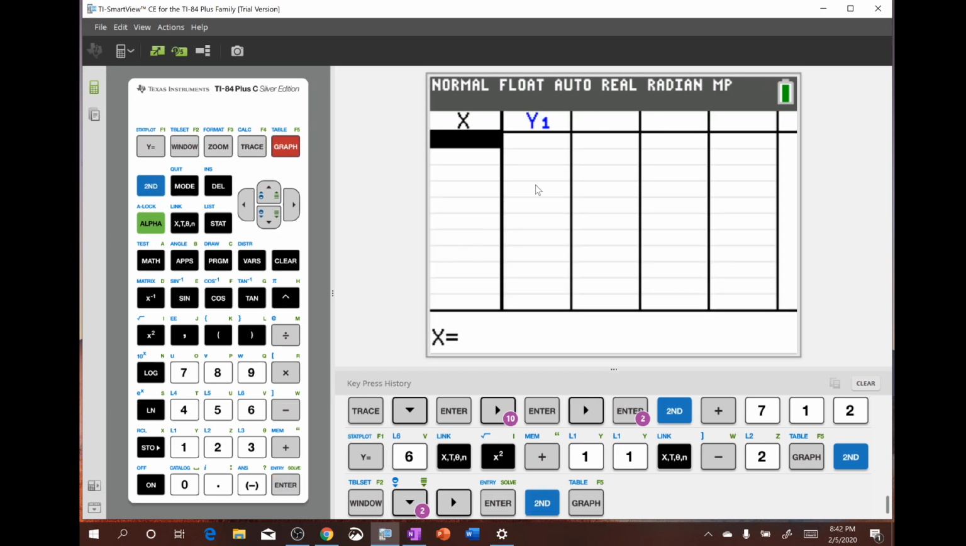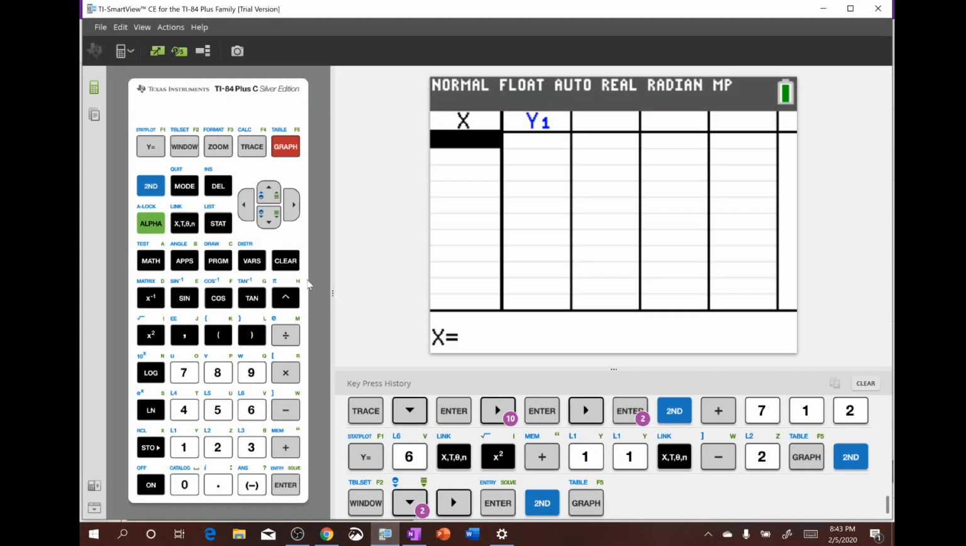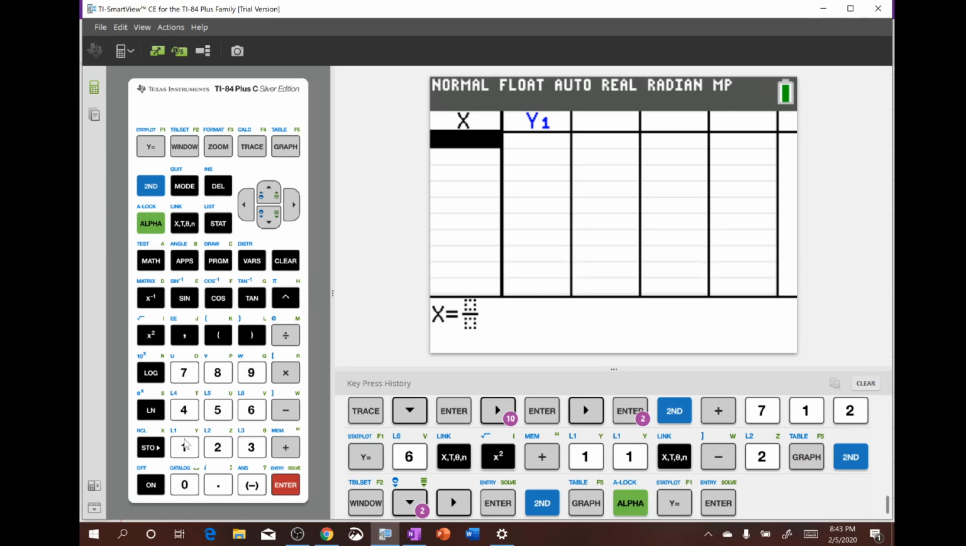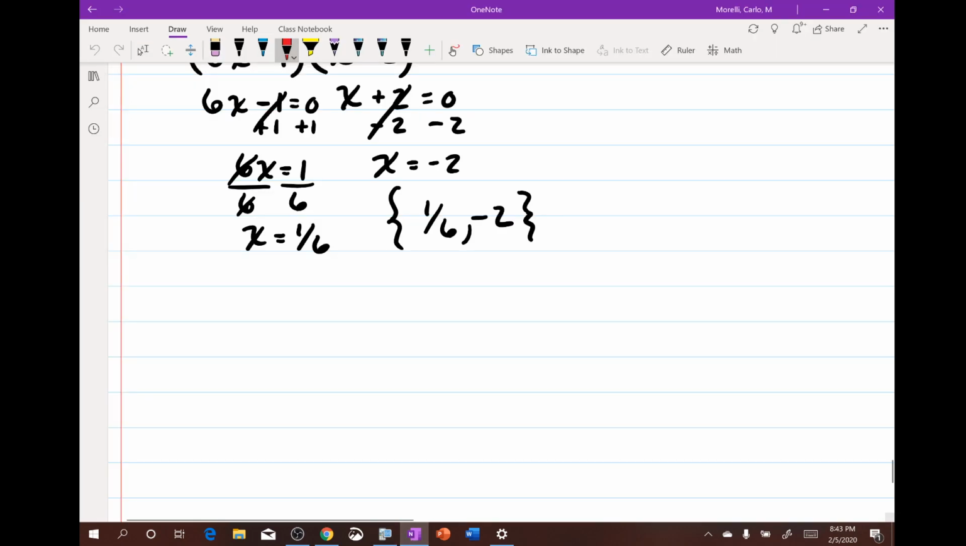And it's blank, right? It wants you to give it something. So we're going to give it 1/6 and see if it spits out a 0. So hit alpha y equals, enter, 1/6, and it gives a 0. That means it's right. So this is correct. And now let's try negative 2.